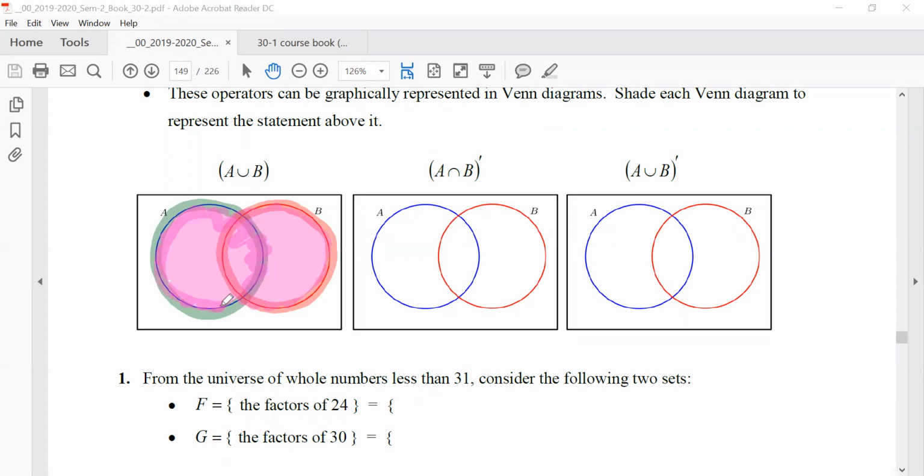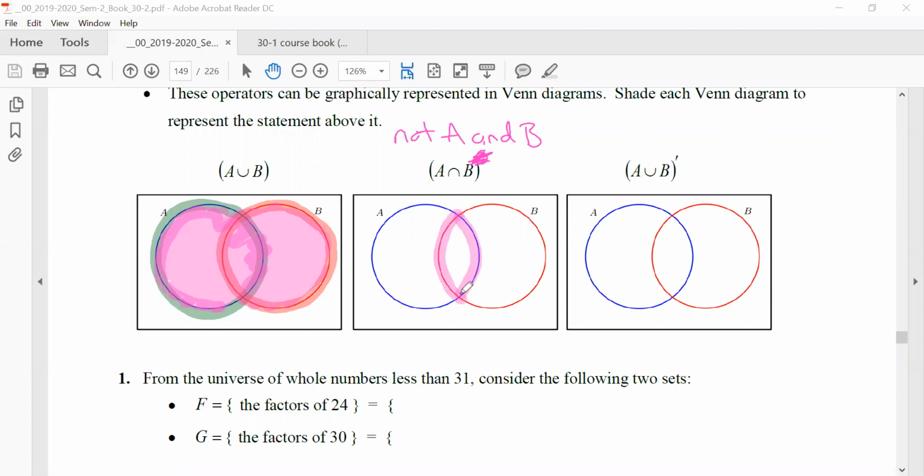Nice. Okay. This one here says A intersect B, and remember that little prime symbol means not. So this means not A and B. I'm not in A and B. Now, when I do these questions, what I actually do is pretend for a second that the prime's not there. So what I'm going to do first is just cross that off. I'm going to pretend it's not there. So I'm going to shade A and B. So A and B. There's A and B.